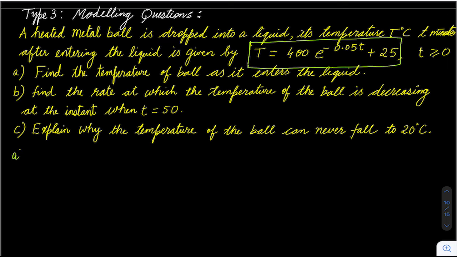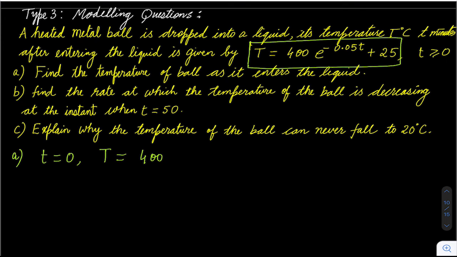Now find the temperature of the ball as it enters the liquid. Okay, let's solve each part one by one. So A part, find the temperature of ball as it enters the liquid. Obviously when it enters, we will say time t is 0. So when time t is 0, what is my temperature? So T will be equal to 400.